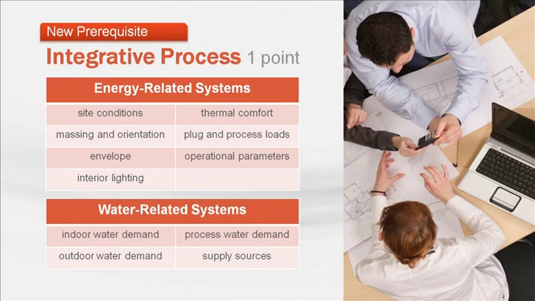The other half of the integrative process credit is water-related systems. Project teams will need to perform a preliminary water budget analysis before the completion of schematic design that explores how to reduce potable water loads in the building. The 4 areas that need to be assessed are indoor and outdoor water demands, process water demands, and supply sources. To achieve the credit, project teams must document how their early analysis of energy and water systems was incorporated into the final design, or at the very least, guided them to the decisions they made. Next, John will take us through the updates to location and transportation.